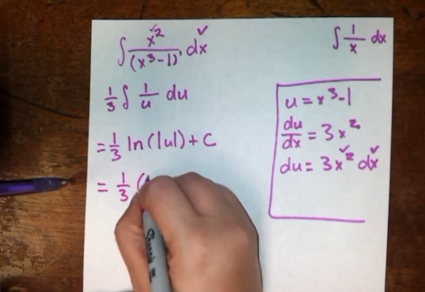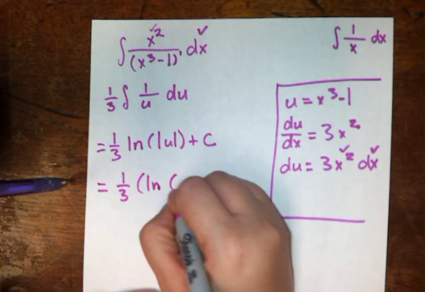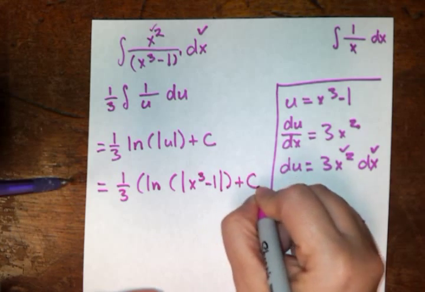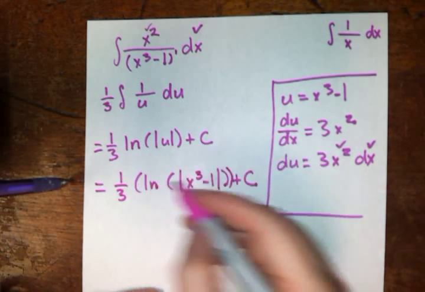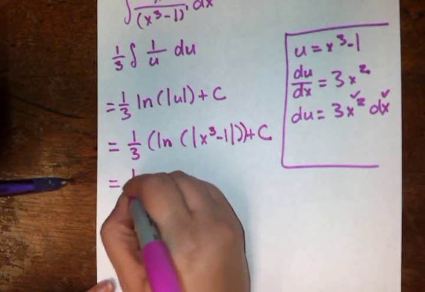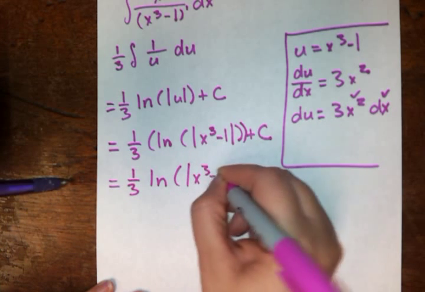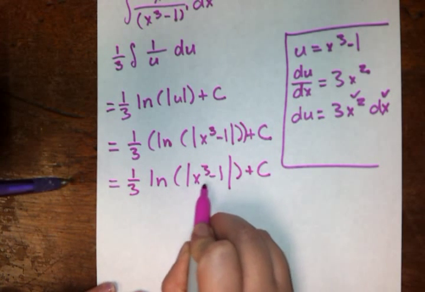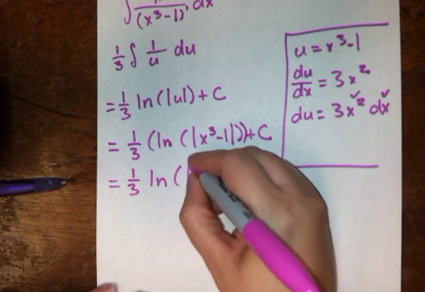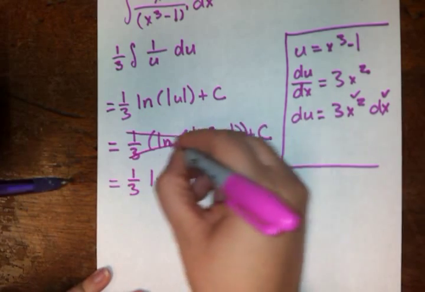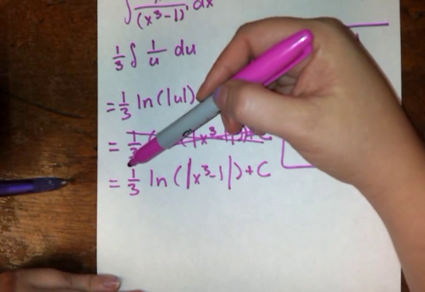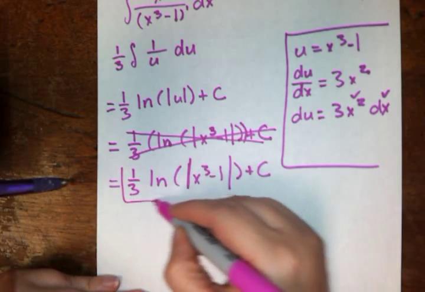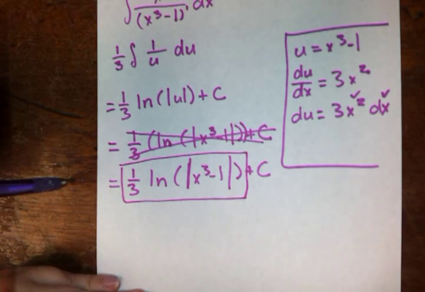So that's 1/3 times the natural log of the absolute value of x to the third minus 1 plus c. I put extra parentheses in there, sorry about that, didn't mean to. You don't need those. Let me write it again without the extra parentheses. All right, so 1/3 times the natural log of x to the third minus 1, the absolute value of that, plus c. So ignore the extra parentheses, don't pay attention to that. The actual answer, 1/3 times the natural log of the absolute value of x to the third minus 1 plus c. This is the part that you enter into WebAssign, and that will give you your correct answer.